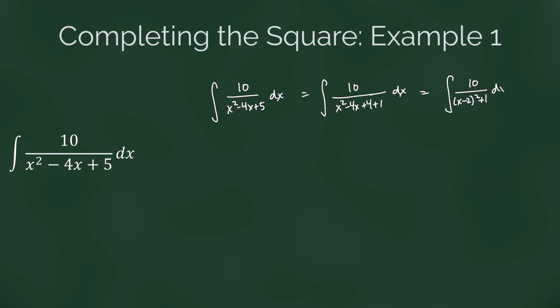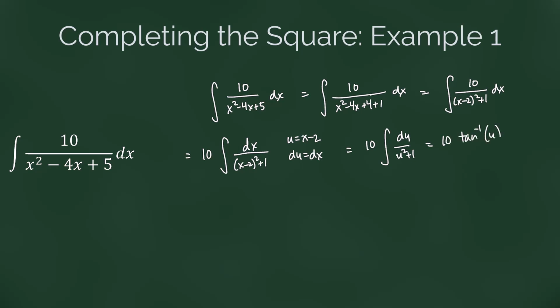When we do that, now our integral looks like x minus 2 squared plus 1 with 10 in the numerator. We'll move the 10 outside. We get 10 times the antiderivative of dx over x minus 2 squared plus 1. That is a pattern that we have seen prior to this. So we'll do a quick substitution, letting u be x minus 2, which makes du equal to dx. We now see that this is 10 times the antiderivative of du over u squared plus 1, which we know is 10 times the inverse tangent of u plus c. Replacing u, we get 10 times the inverse tangent of x minus 2 plus c.